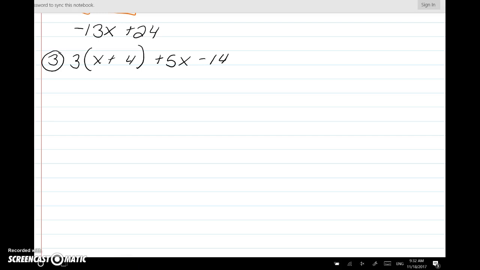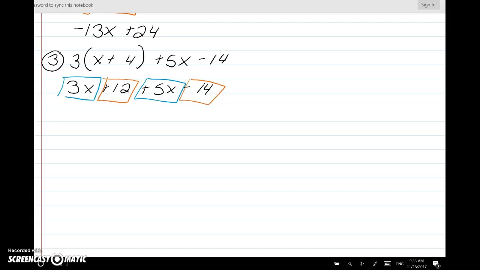I'm going to start by distributing the 3, so I have 3x plus 12 plus 5x minus 14. Okay, let's look for like terms. Here I have 3x and positive 5x, but I also have positive 12 minus 14. So I have two things to combine here. 3x plus 5x is 8x, and positive 12 minus 14 is negative 2. So here's our answer. See how we simplified it from a lot of terms to just 2 terms?